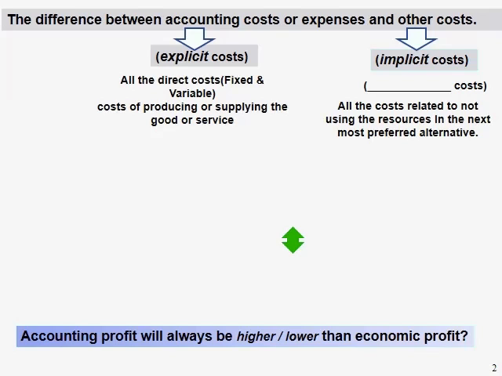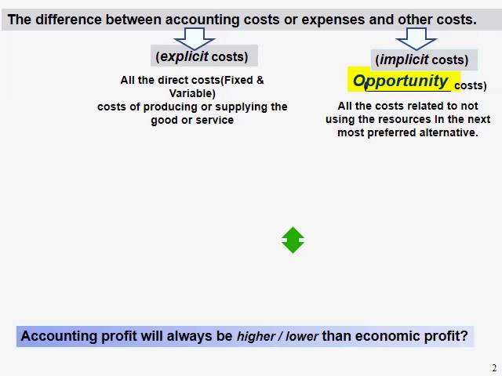Explicit costs are all the costs you would associate with producing or supplying a good. So when you think of firms' costs, you think of electricity, wages, equipment, etc. Explicit costs, obvious costs, or accounting expenses. But when an economist looks at costs, he also calculates the opportunity costs or implicit costs.